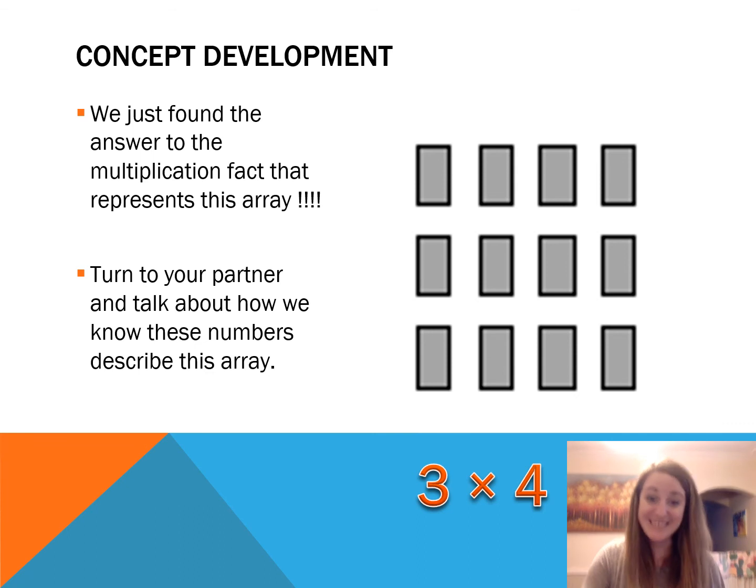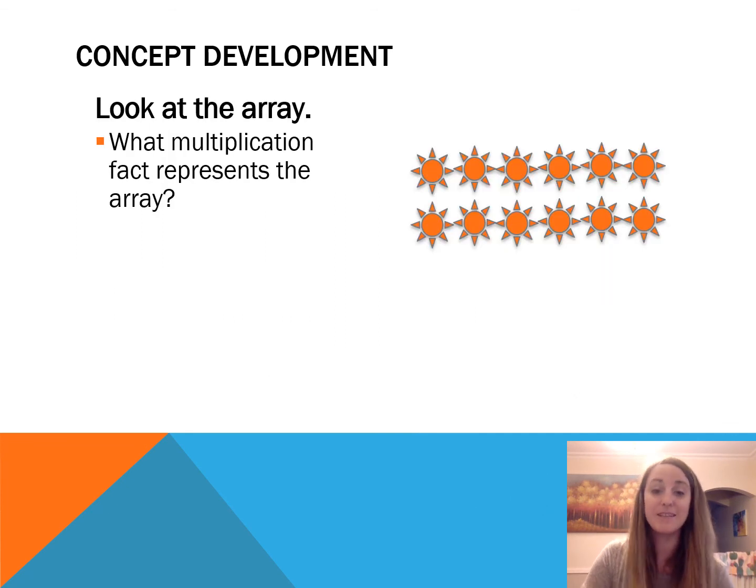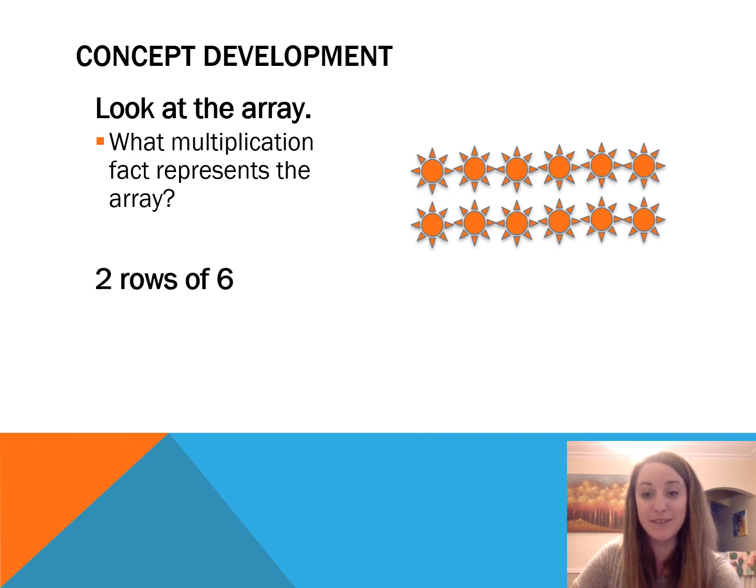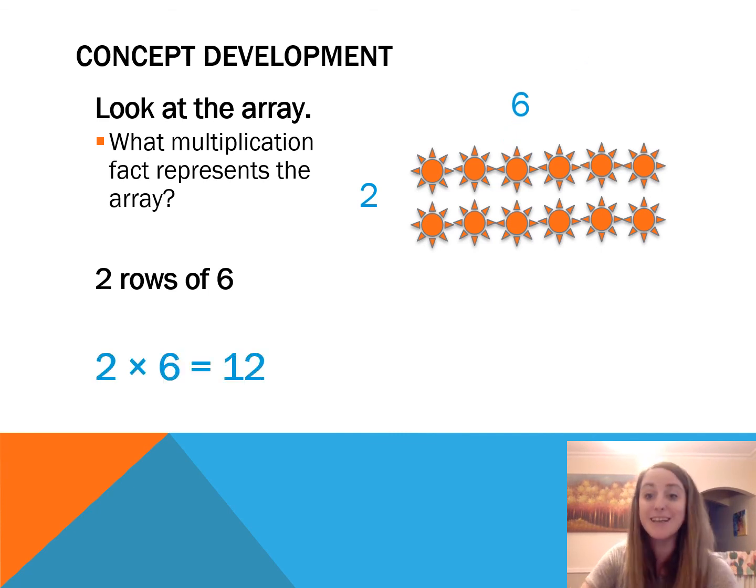We just found the answer to that multiplication fact that represents the array. Now we see that the first factor is 3. That tells us how many rows there are. The second factor is 4. That tells us the size of each group. Look at this array. What multiplication fact represents the array? 2 rows of 6. So we would change that into 2 times 6 equals 12.